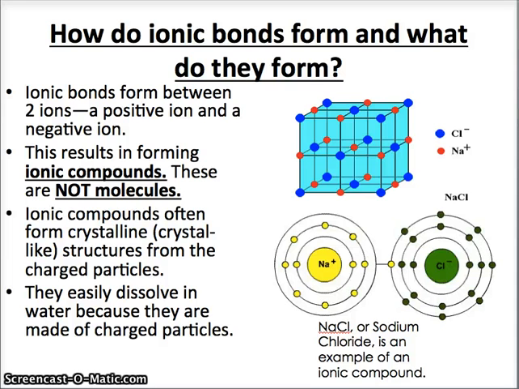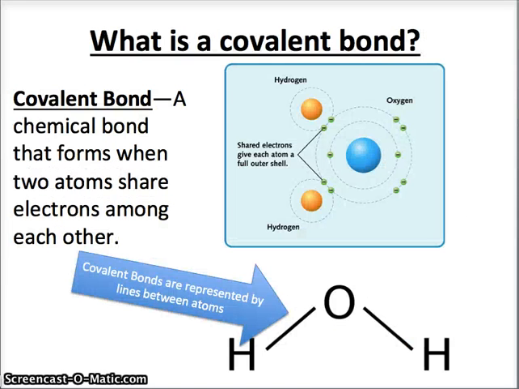Okay, now let's talk about covalent bonds. So we just talked about ionic, now we're talking about covalent bonds. Covalent bonds are a different type of chemical bond, and it's when two or more atoms come together and stay together because they share electrons.